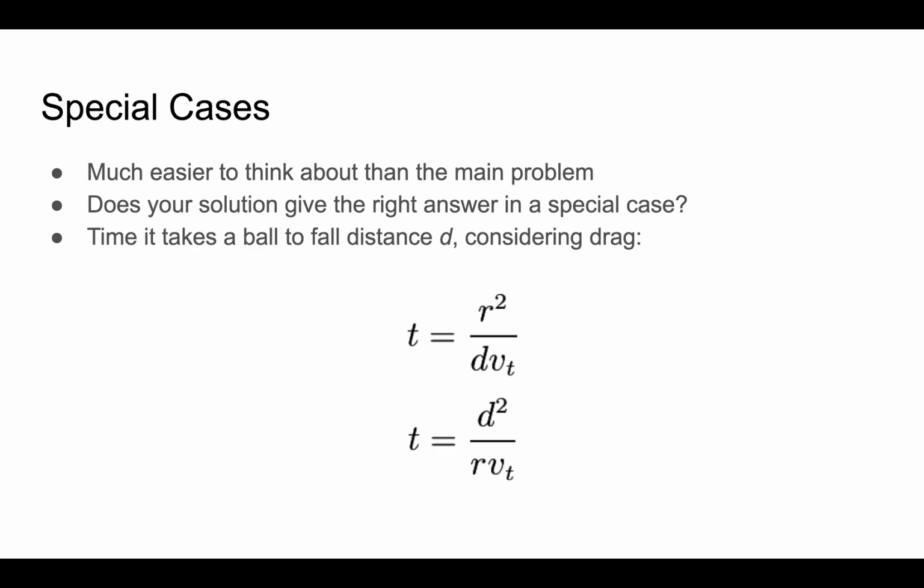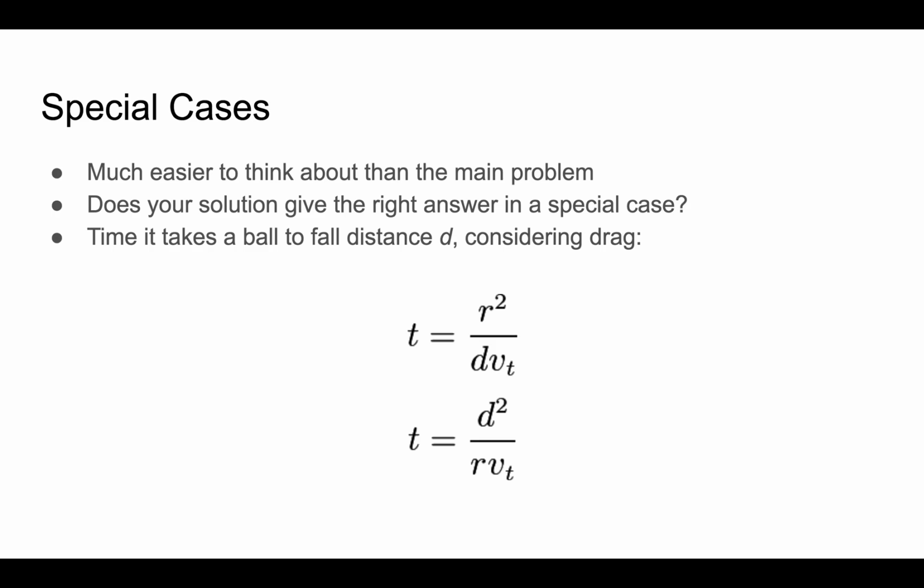A special case is when you take a general problem and you take a specific subproblem within that problem, and it's a subproblem that is much easier to intuitively understand, and one that you're very easily able to predict the solution to. So, for example, I have a problem here. What's the time it takes for a ball to fall a distance d if we're considering drag? And we're assuming that the ball started at rest, and it's falling at a rate g, and all that good stuff. And so here I've set up two formulas.